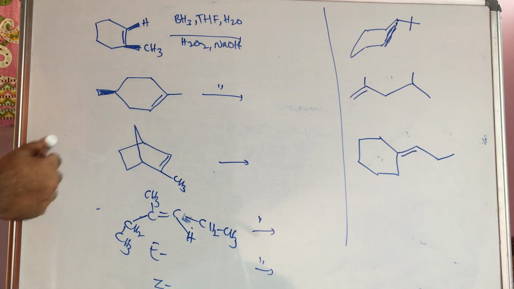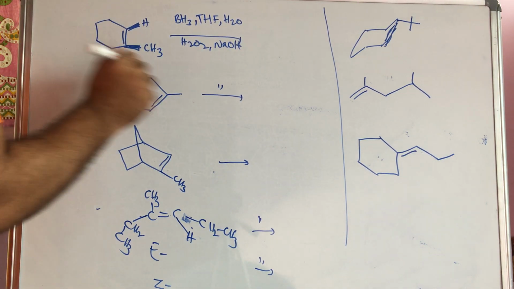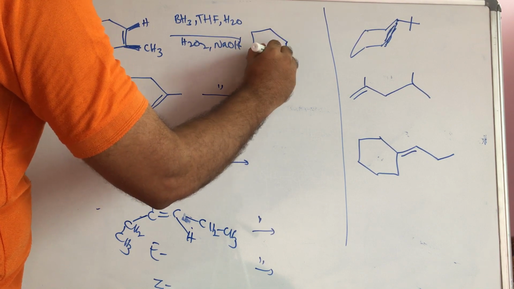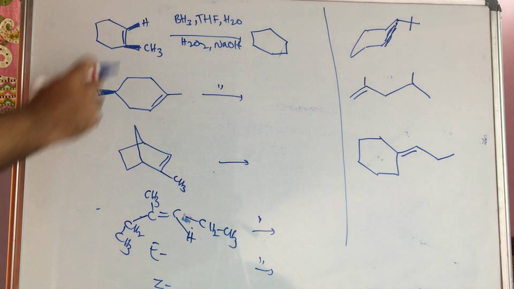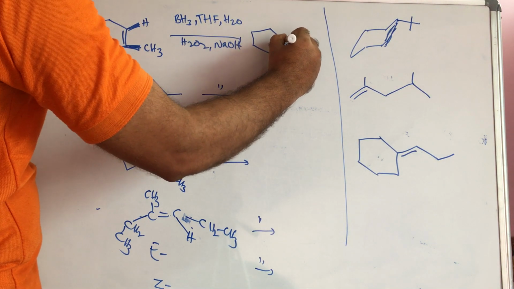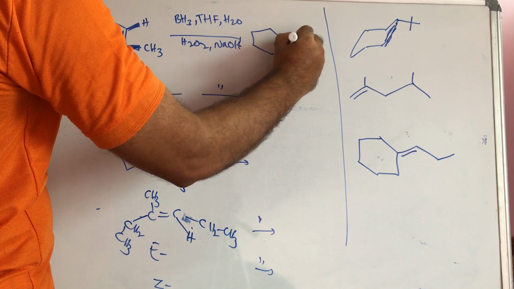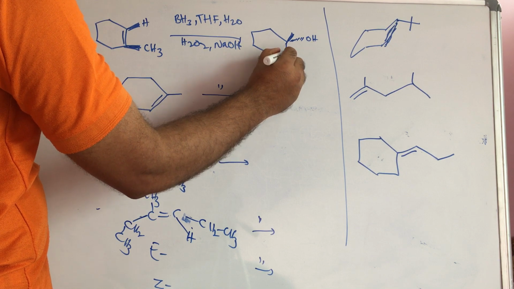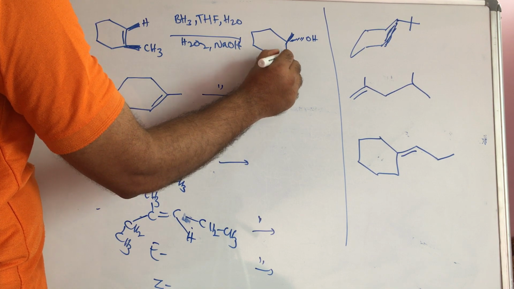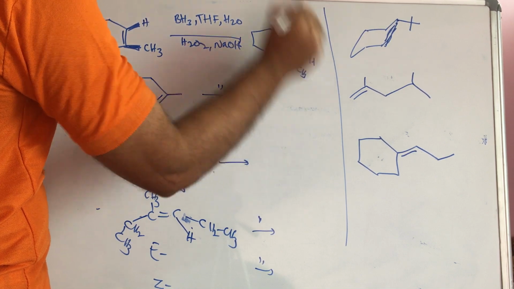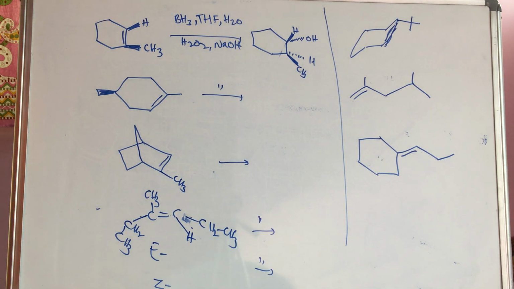In this case, these two are on the same side, so the addition of H and BH2 will not be on the front side, it should be on the opposite side. Then this side will be OH, the anti-Markovnikov product. This side will be H. This type of question is also very important nowadays for NEET and JEE Mains.